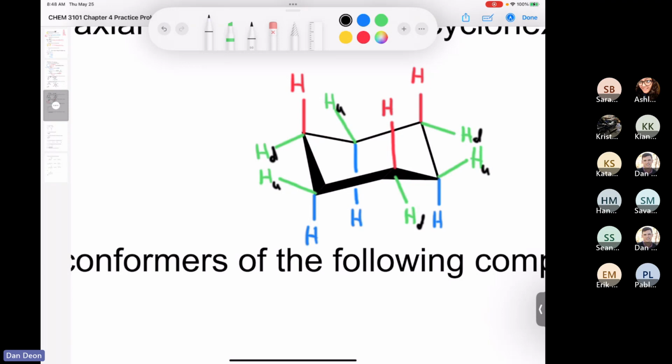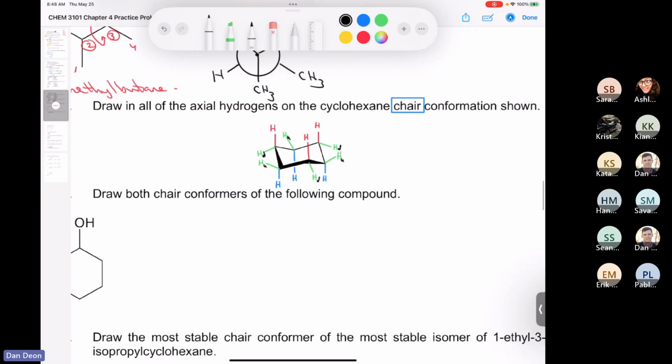Anybody give me a thumbs up on their ability to draw a chair? Anybody feel good about their chair drawing skills? Okay, awesome, because we're going to have to draw some chairs in this one here.